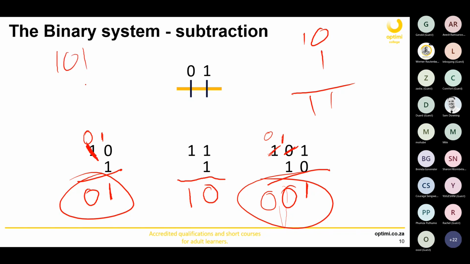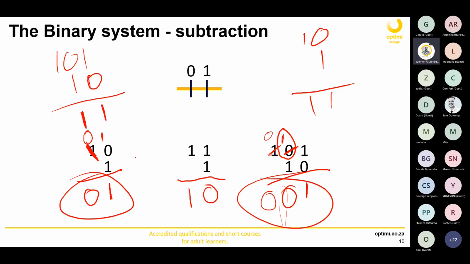One, 0, 1 minus 1. No, minus 1, 0. 1 minus 0 is 1. And then 1, 0 minus 1 is 1. Guys, here's where we made the mistake. That is 1, 0. What is 1, 0 minus 1? It's 101. No, it's not 101.